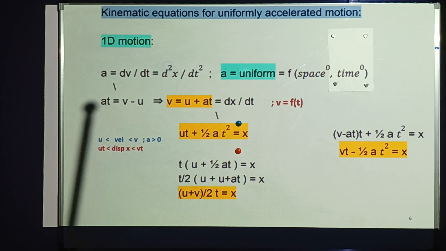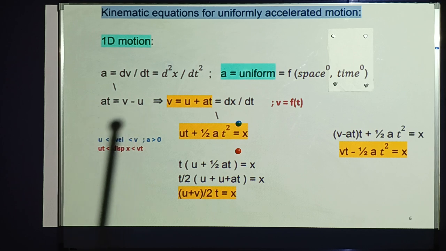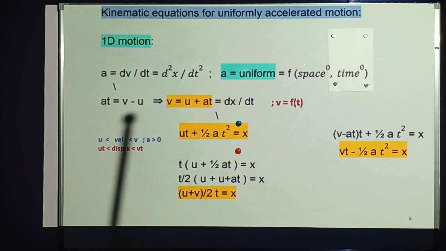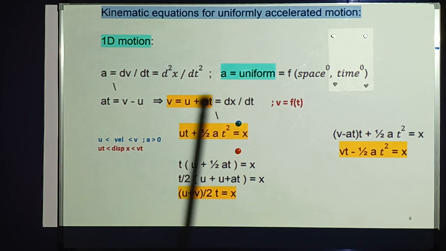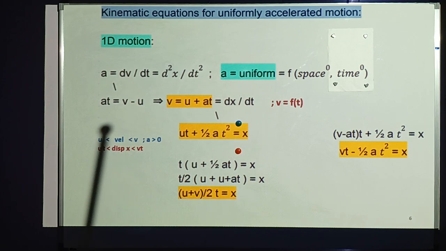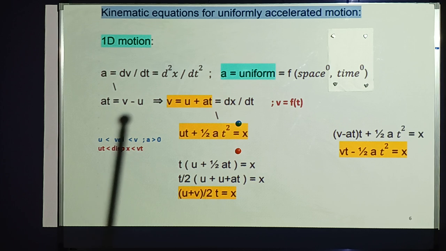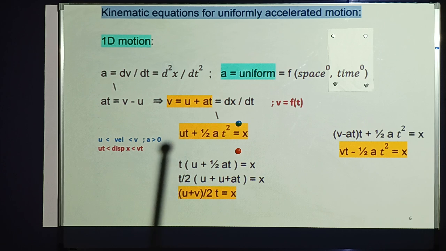Velocity at any instant of time is between u and v, because initial velocity is u and the maximum velocity is v, because we assume a is positive. If a is positive, v will increase. So velocity at any time will be between u and v, and the displacement is greater than ut by half at square and less than vt by minus half at square. So displacement is between ut and vt.